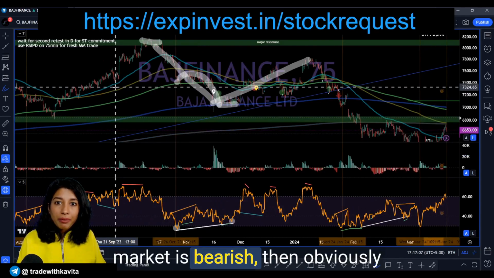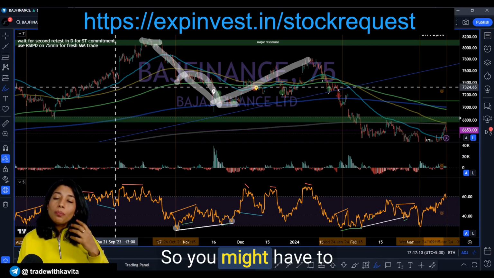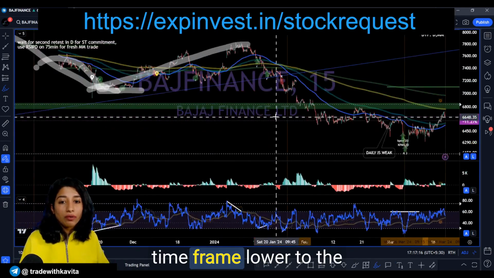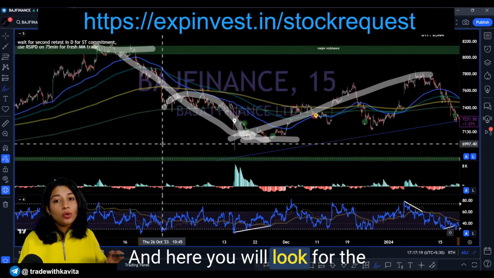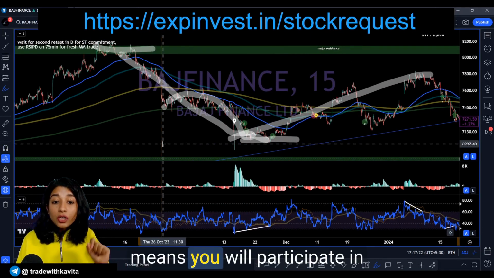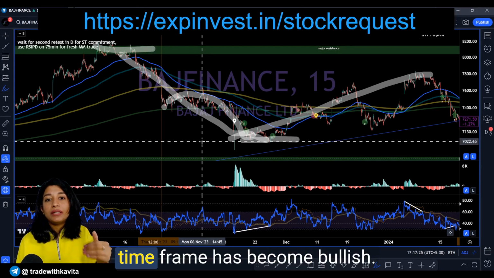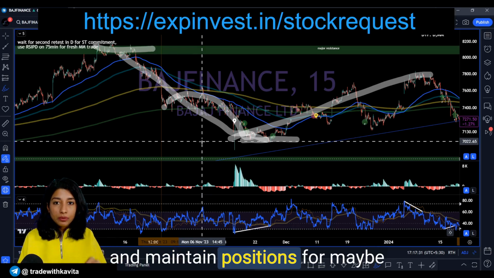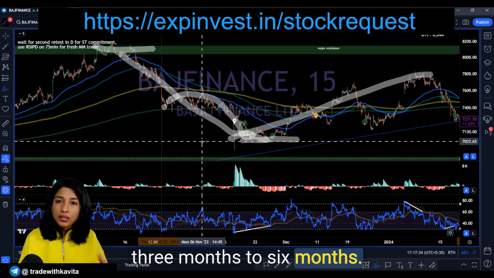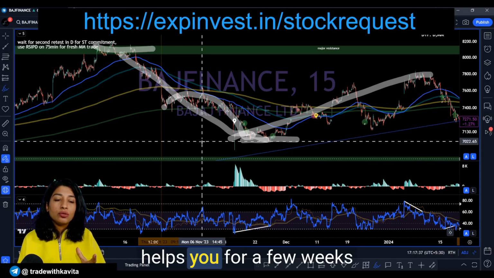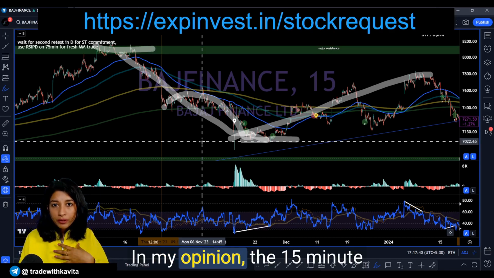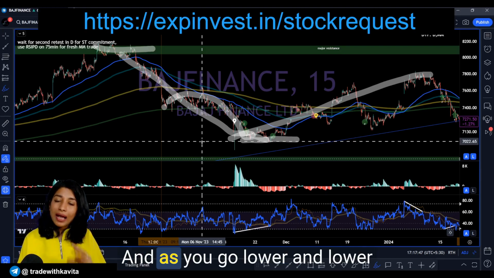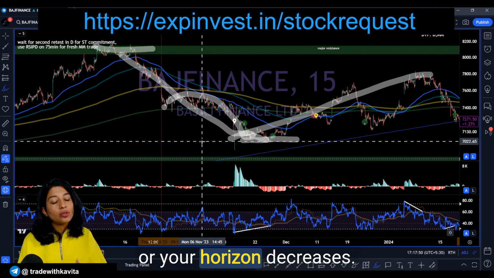Now, if the entire market is bearish, then obviously the opportunities are very low. So you might have to go one step further, and this is the moment of the hack. We'll go down one time frame lower to the 15-minute time frame, and here you will look for the moment of eclipsing, which means you will participate in the stock only if the 15-minute time frame has become bullish. Because remember, the daily time frame analysis helps you maintain positions for maybe 3 to 6 months. The 75-minute time frame helps for a few weeks to up to 3 months, in my opinion. The 15-minute time frame helps you maintain positions for some days to some weeks. As you go lower and lower, the horizon of the analysis decreases.